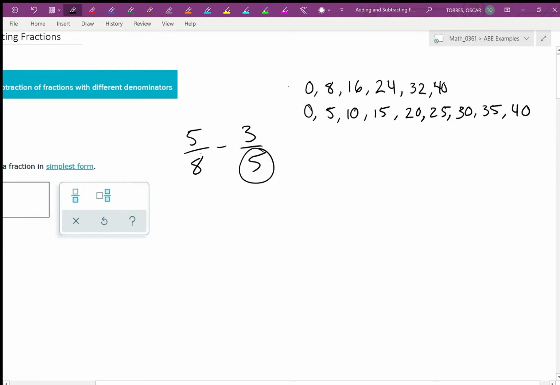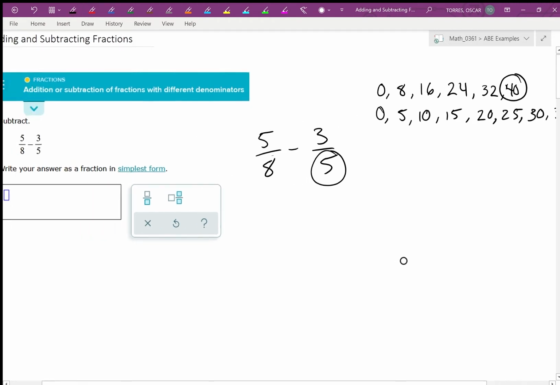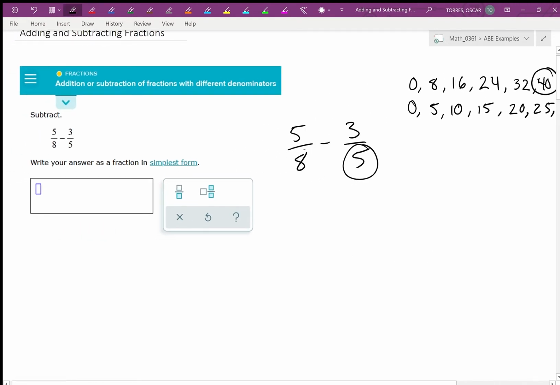So I made a list of multiples of 8 up here and a list of multiples of 5 at the bottom. I need to look for a number that's present in both of these lists of numbers. So if I go through these, excluding the 0, the only number that's shared between these two lists is this 40. What that means is I need to turn both this 8 and this 5 into the number 40.